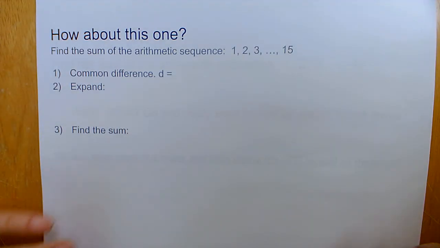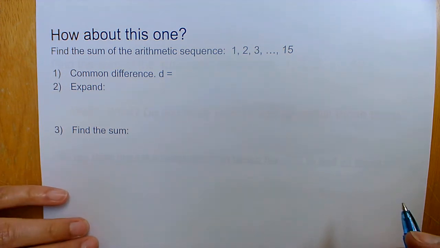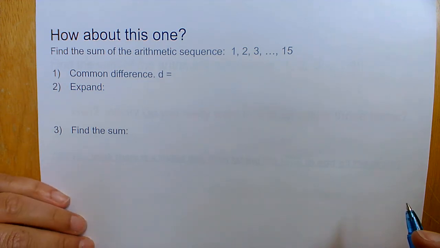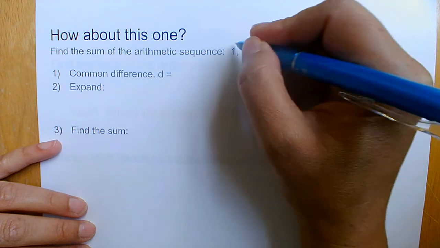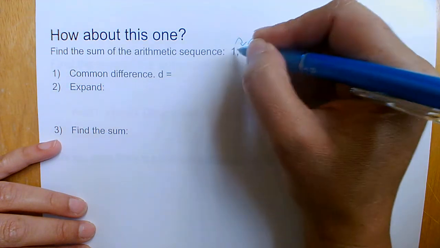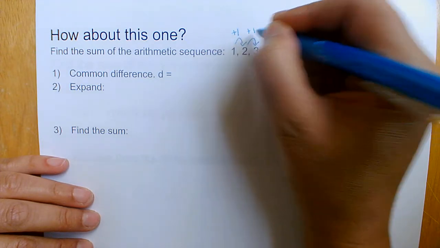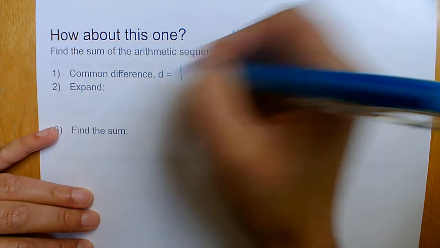How about this one? Find the sum of the arithmetic sequence. Now, if you haven't had a chance to do this previously, why don't you pause right now and try it out? Then you can check the answers. Okay, first let's find the common difference. In order to get from 1 to the next, 1, 2, well, that's a common difference of plus 1. We are increasing here. So we have a common difference of 1.